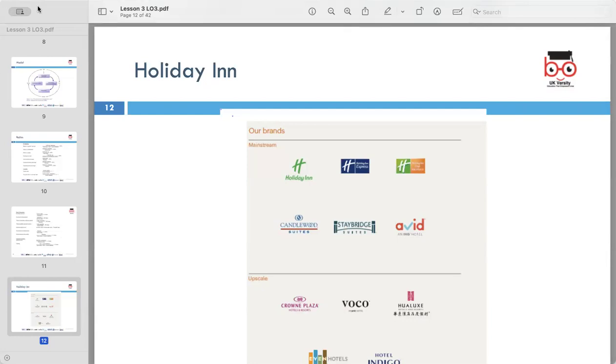Okay, so next is Holiday Inn. A brand overview. Holiday Inn, everybody knows, is a well-known hospitality brand, offering a diverse range of hotel options, catering to various travelers' preferences and needs. The brand portfolio includes both mainstream and upscale segments, each offering unique experiences and amenities to guests.